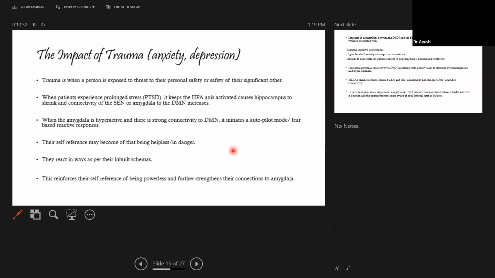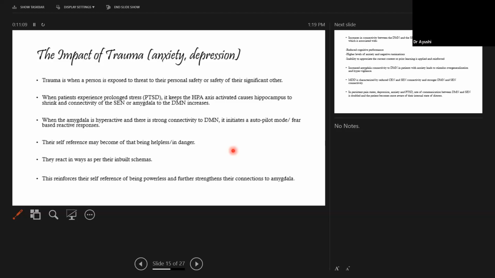Next is the impact of trauma, anxiety, or depression. Trauma is basically when a person is exposed to a threat to their own personal safety or to the safety of their significant other. Whenever a person experiences prolonged stress, the hypothalamus-pituitary-adrenal axis, the HPA axis, is activated, and there is increased release of cortisol. This increased level of cortisol causes shrinkage of the hippocampus, and it increases the connectivity of the salience network to the default mode network, and the amygdala also to the default mode network.